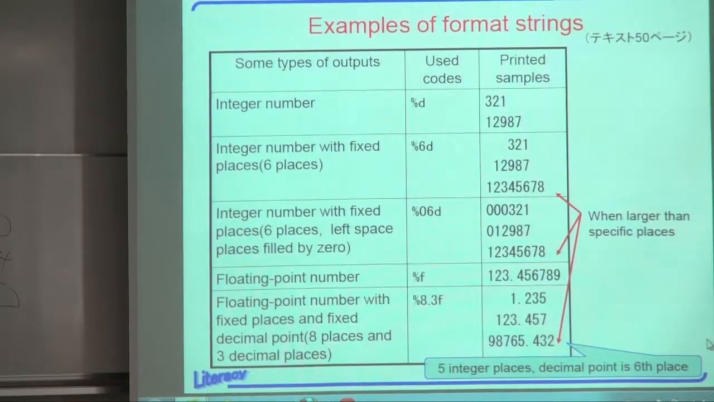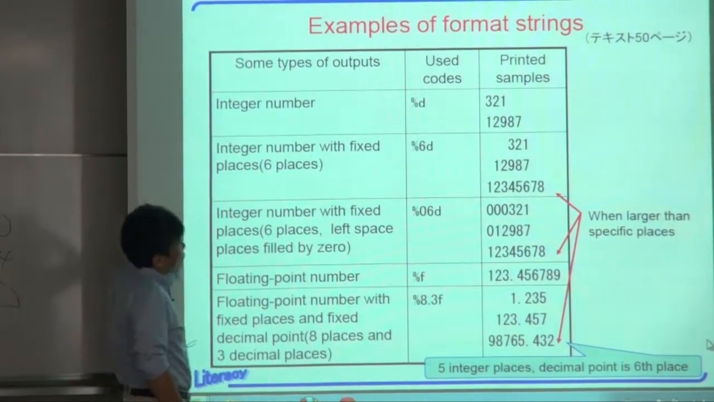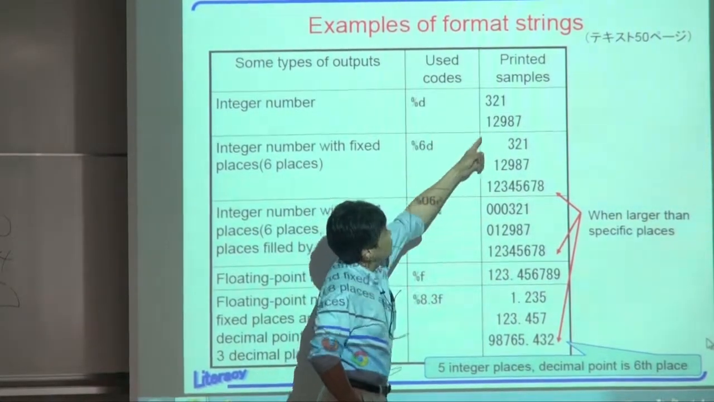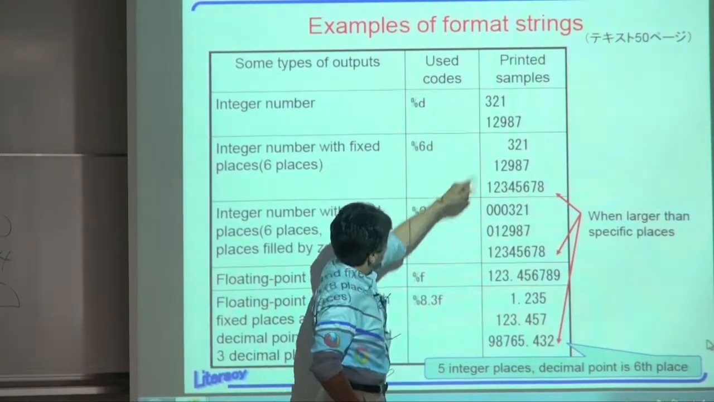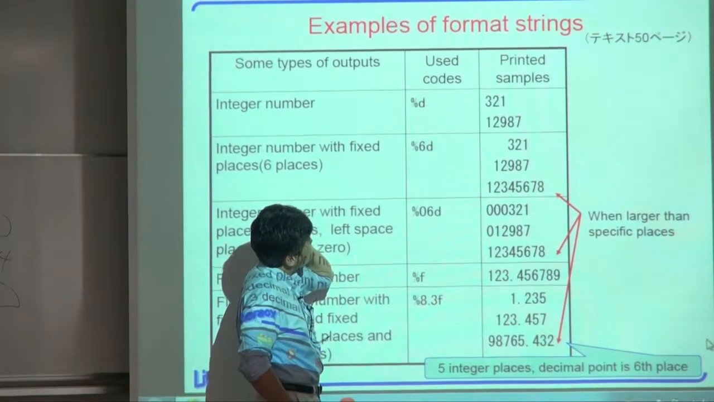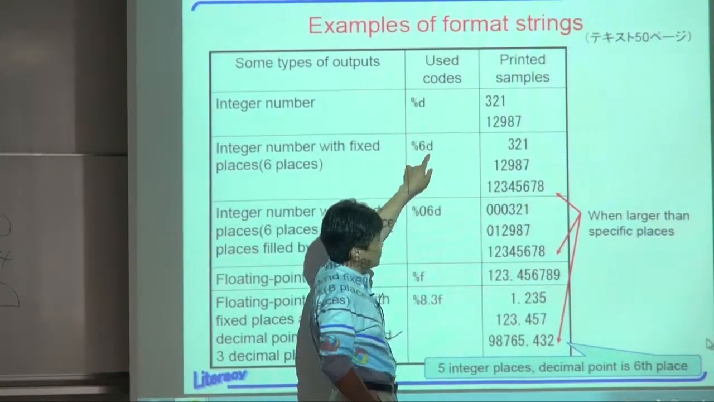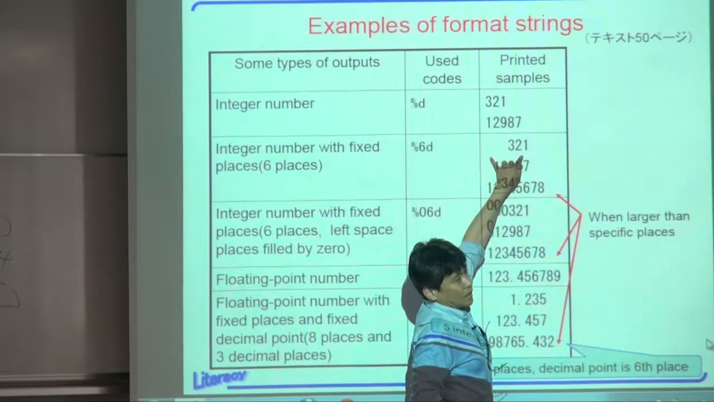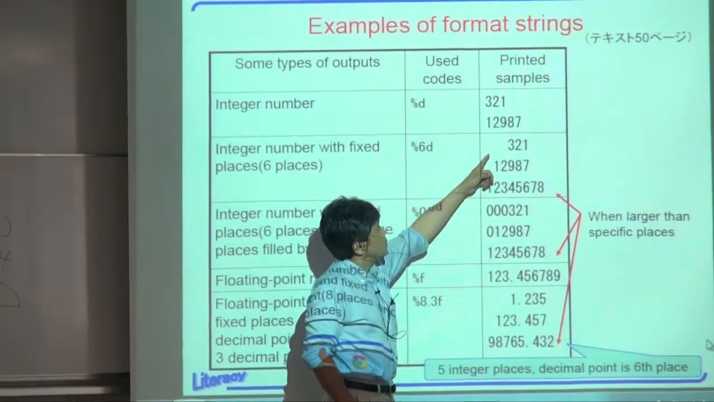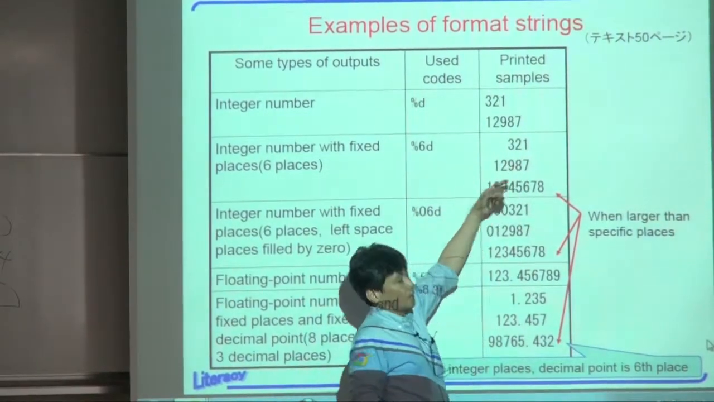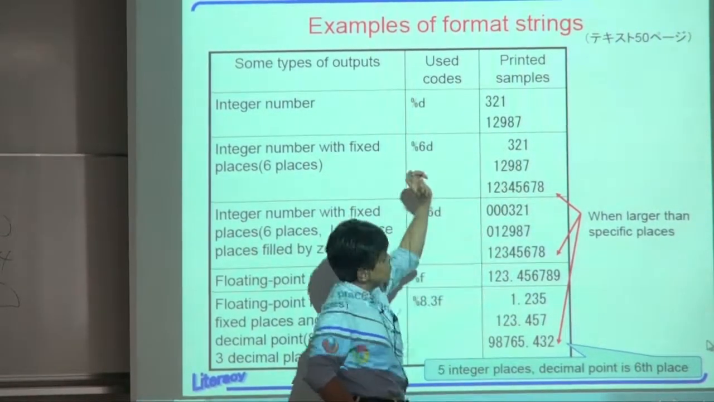So these are actual examples, several cases. This case is decimal, so the printed string is shown here. This case is actually a computer printing out 6 characters. However, the actual number is 301. Only the rightmost 3 places are displayed. Okay.